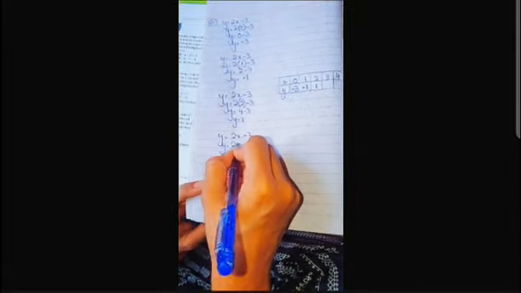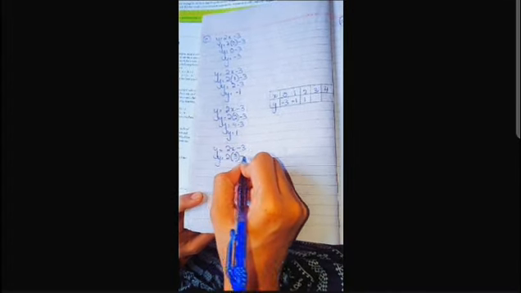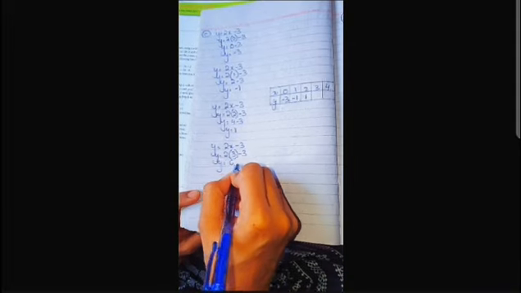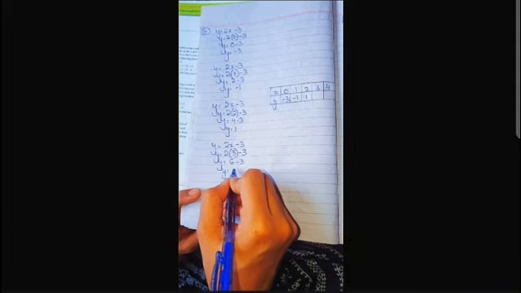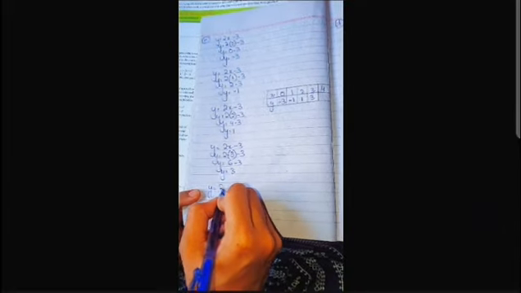y is equals to 2. In place of x I am taking 3. 3 minus 3, y is equals to 6 minus 3, y is equals to 3. So when x is 3, y is also 3. And this is the last part, 2x minus 3.